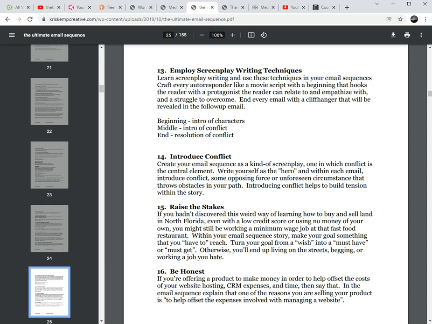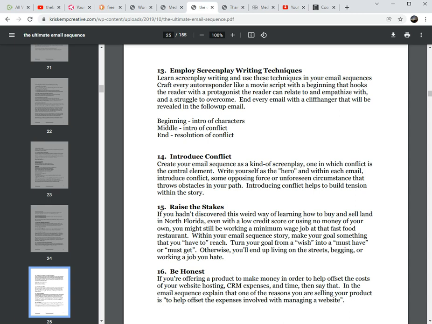Number 15, raise the stakes. Here's an example. If you hadn't discovered this weird way of learning how to buy and sell land in North Florida, even with a low credit score and no money of your own, you might still be working a minimum wage job at that fast food restaurant. Within your email sequence story, make your goal something that you have to reach.